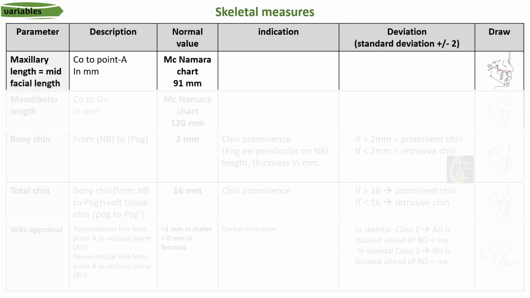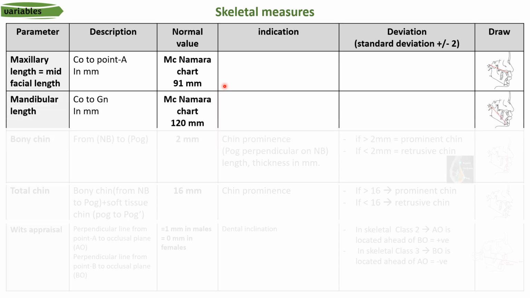Maxillary length, or the midfacial length, extends from the condyle line to point A. The values are taken from the McNamara chart. The mean value here is 91 millimeters, and that indicates the size of the maxilla. The mandibular length mean value is 120 millimeters, and it also indicates the size of the mandible.